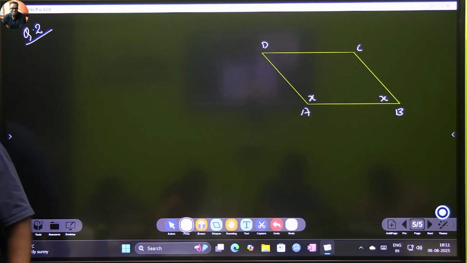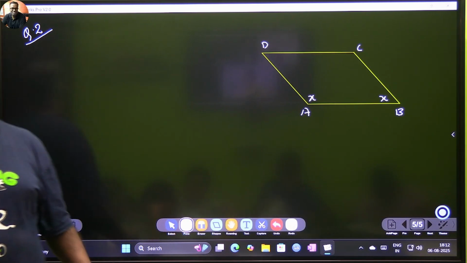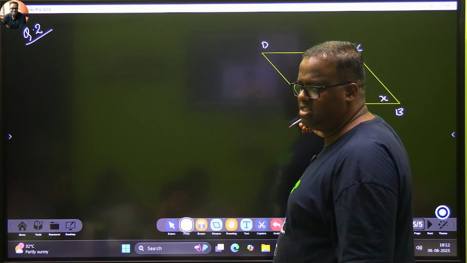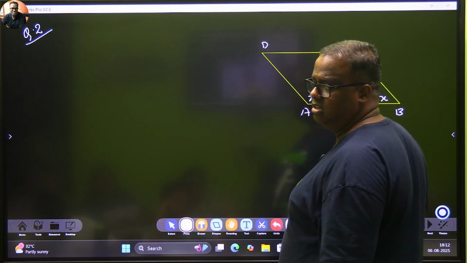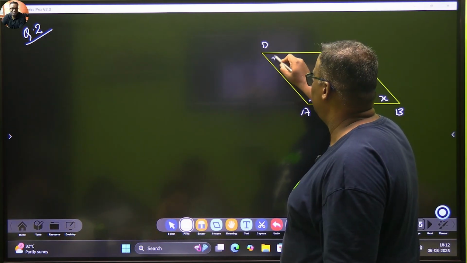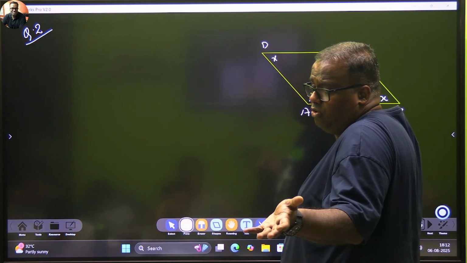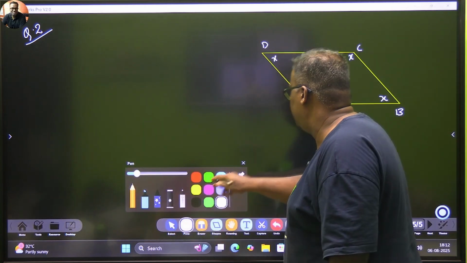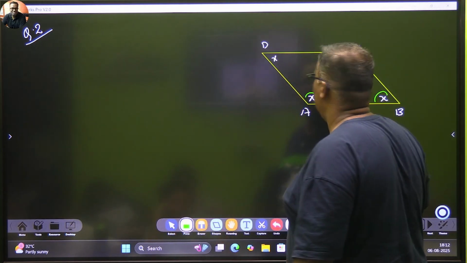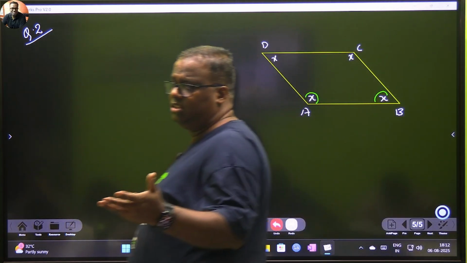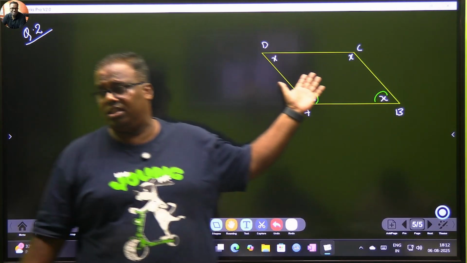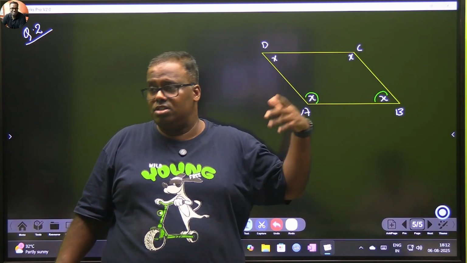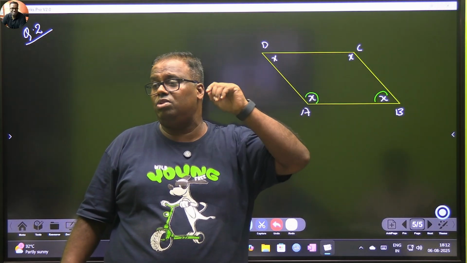What is the measure of each of these angles? My dear, don't you know that if this is X, then this should also be X? And if this is X, this should also be X. Opposite angles of a parallelogram are always equal. And the special criteria in this problem is that the adjacent angles are equal. So 4x will add up to 360 degrees, because after all, the parallelogram is a quadrilateral. 4x is equal to 360 means x is equal to 90.